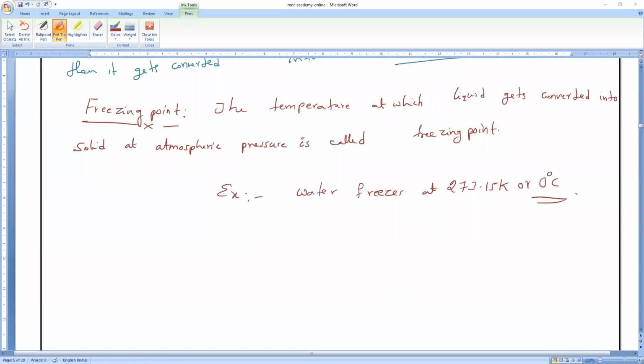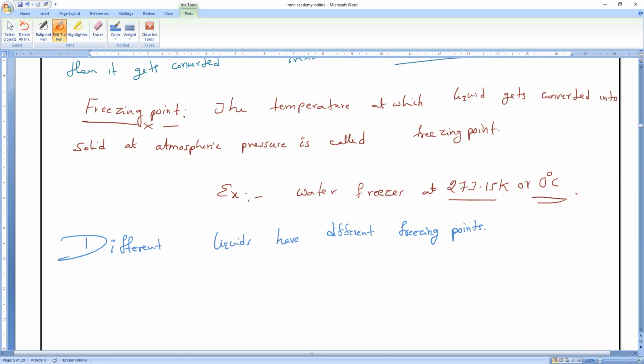0 degrees. The freezing point of water is 273.15 Kelvin, which equals 0 degrees Celsius. Next, do all different substances have the same freezing point, or different? Everyone, different substances have different freezing points. So write it: different liquids have different freezing points. Okay, so that is what you have to remember.